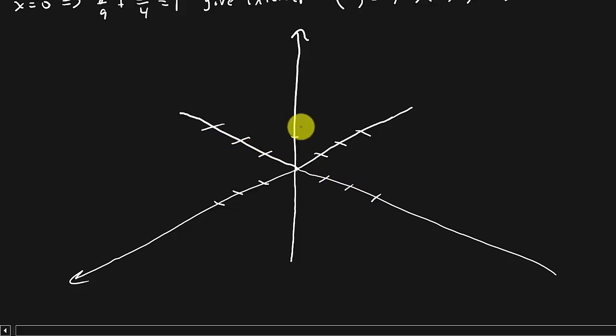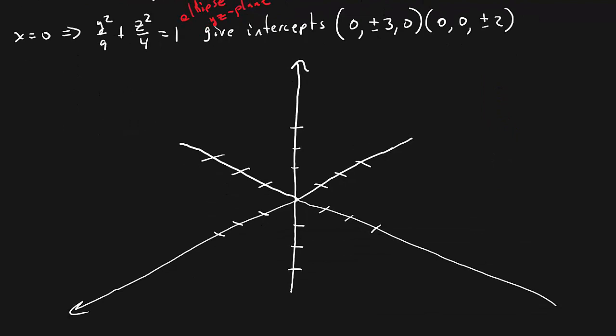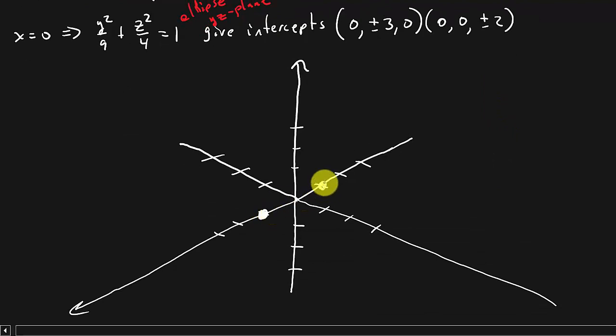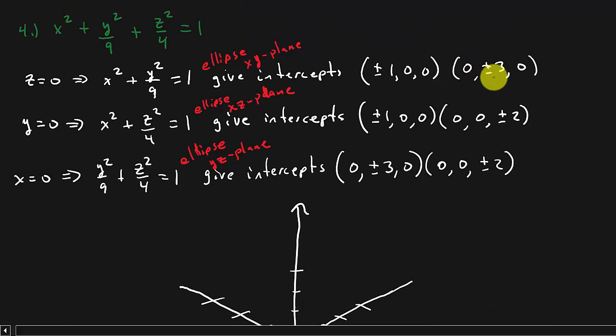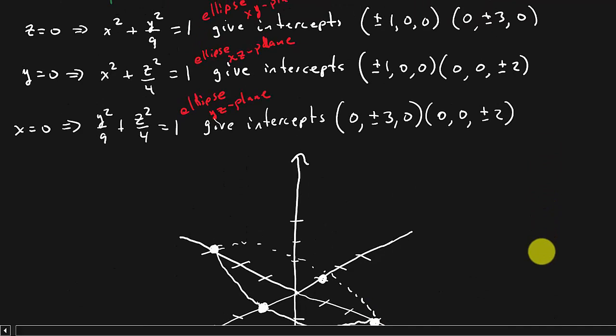And then let's come up here. All right. So let's mark these points here. Okay. So that's plus or minus 1, that's here and here. And then I've got 0, plus or minus 3, 0. That's here and here. And so what we have here is we can draw our ellipse. See that? Draw our ellipse. And then this one that's going to come back here, that'll be hidden. We won't be able to see that. Okay, so that's this one right here.